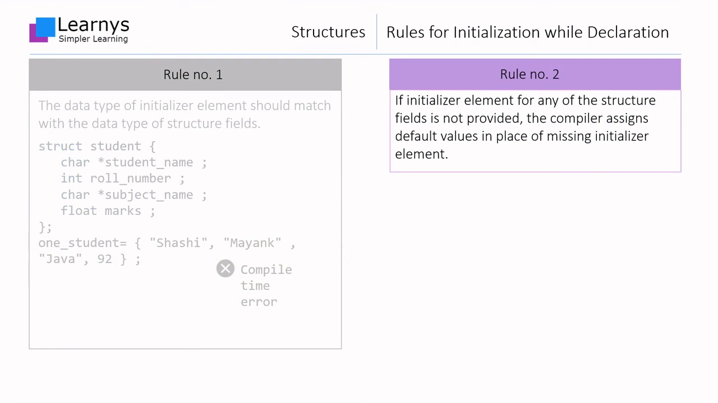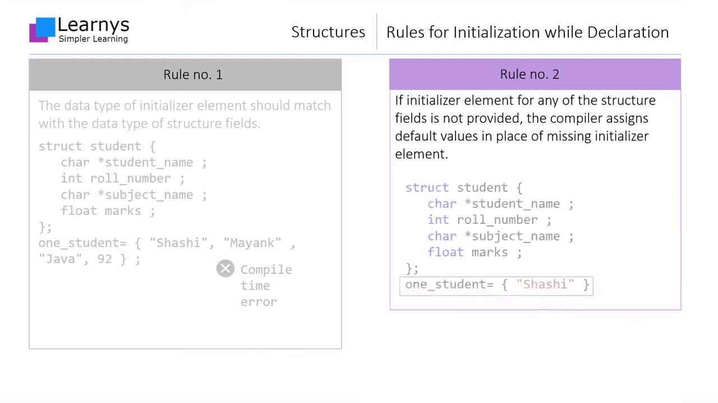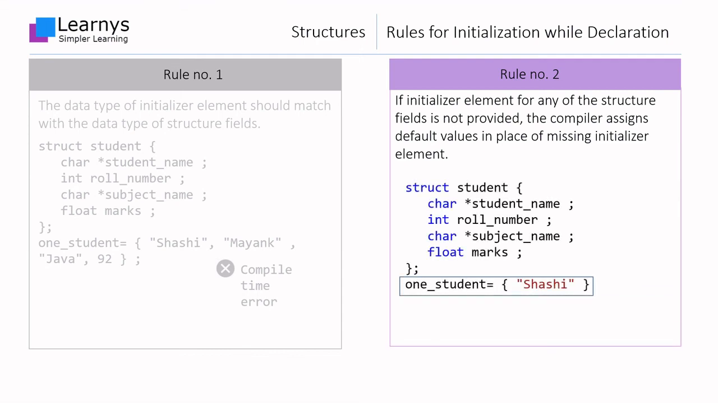If the initializer elements for all the structure fields are not provided, the compiler assigns default values in place of missing initializer elements. In this example, while executing the last statement, the compiler will assign the student name as Shashi, the student roll number will be assigned 0, the student subject name will be assigned null, and marks will be assigned 0. From this example, it can be hypothesized that the default values for pointers, integer types and floating types are null, 0 and 0.0 respectively.